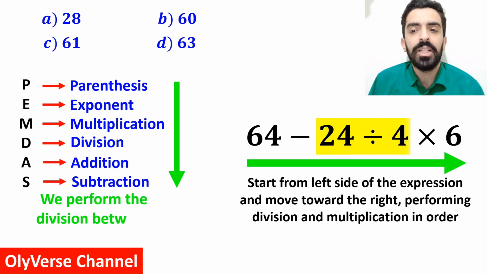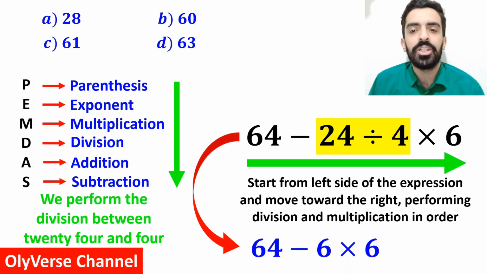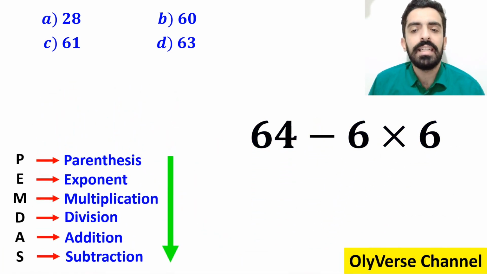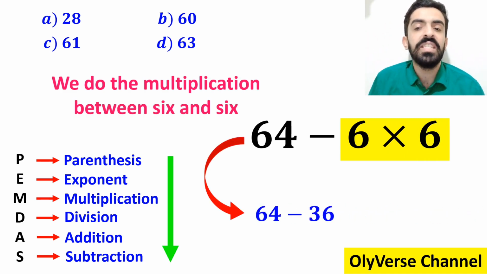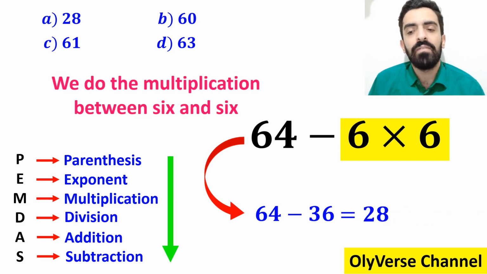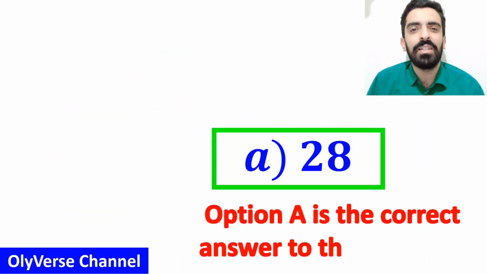So, first we perform the division between 24 and 4, and instead of this expression, we can write 64 minus 6 multiplied by 6. And the final step, we do the multiplication between 6 and 6, which gives us 64 minus 36. And finally, the value of this expression is equal to 28. Therefore, option A is the correct answer to this question.